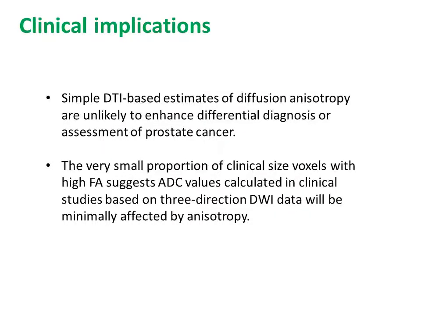So what are the clinical implications of this study? Well, it seems that simple DTI-based estimates of diffusion anisotropy are unlikely to enhance the differential diagnosis of prostate cancer, and that's partly because of the apparent lack of a consistent correlation between FA and pathology, but also because we seem to have very big differences in FA between prostates.